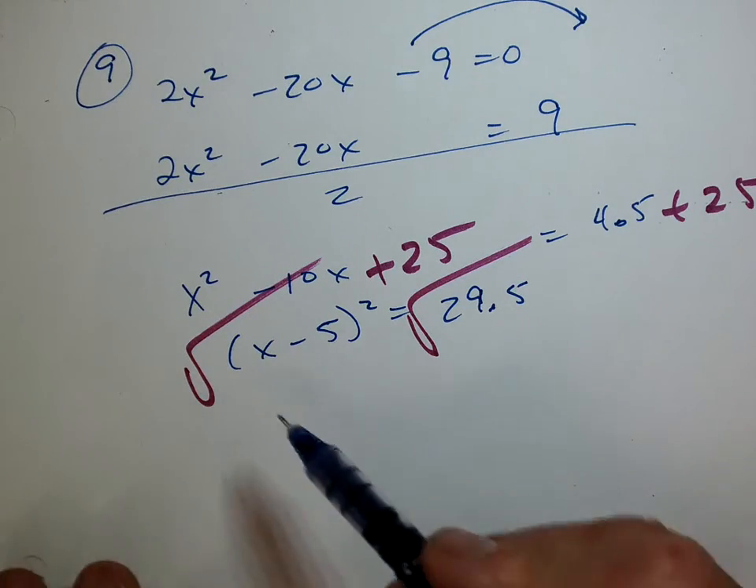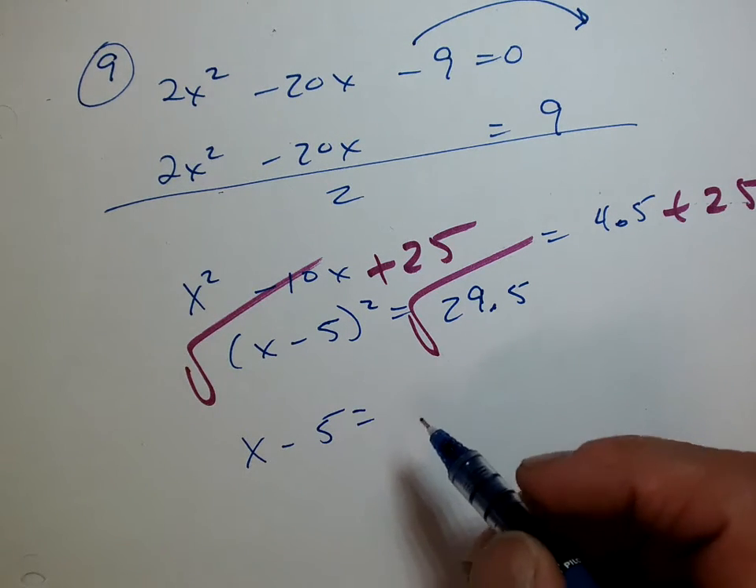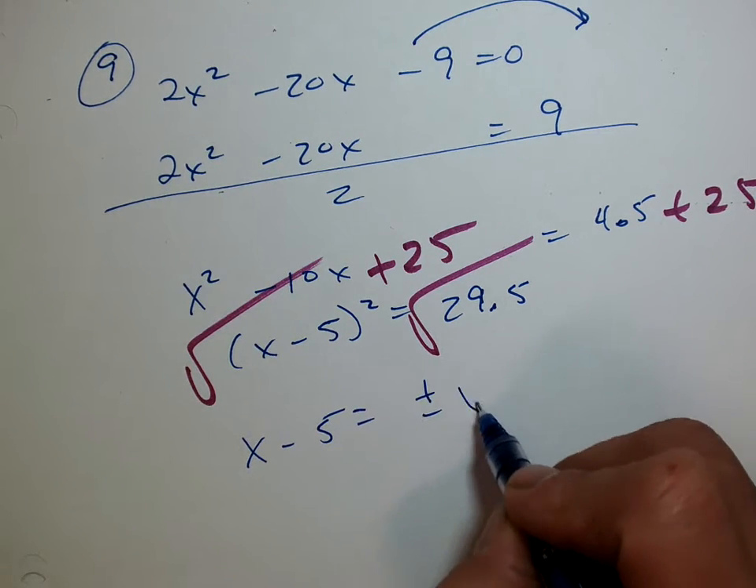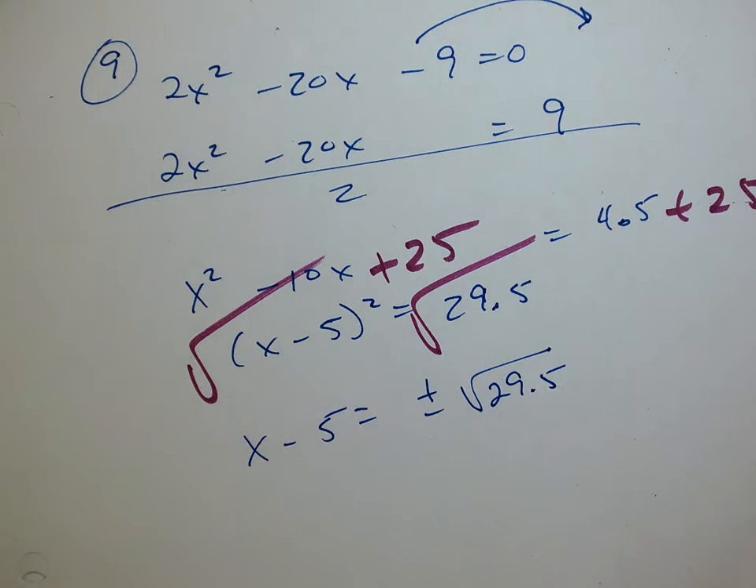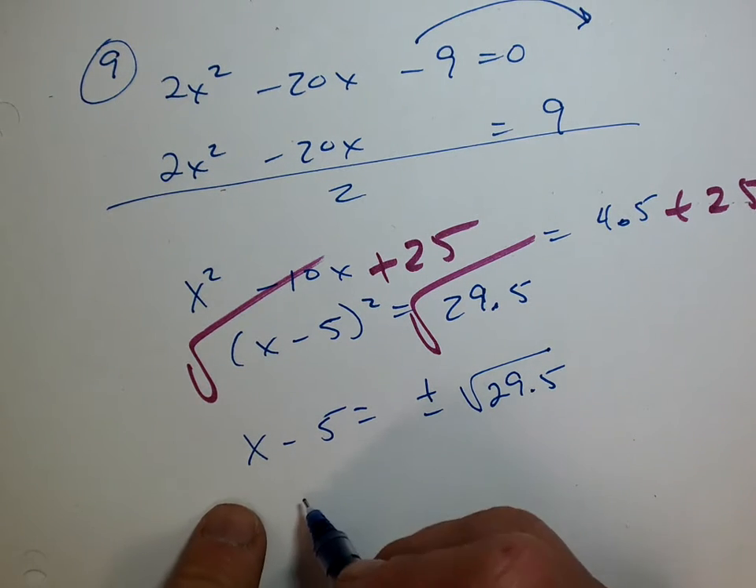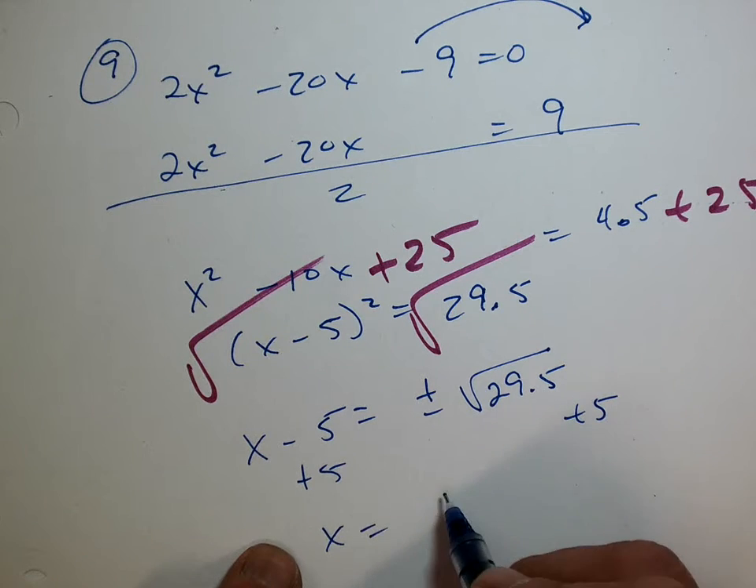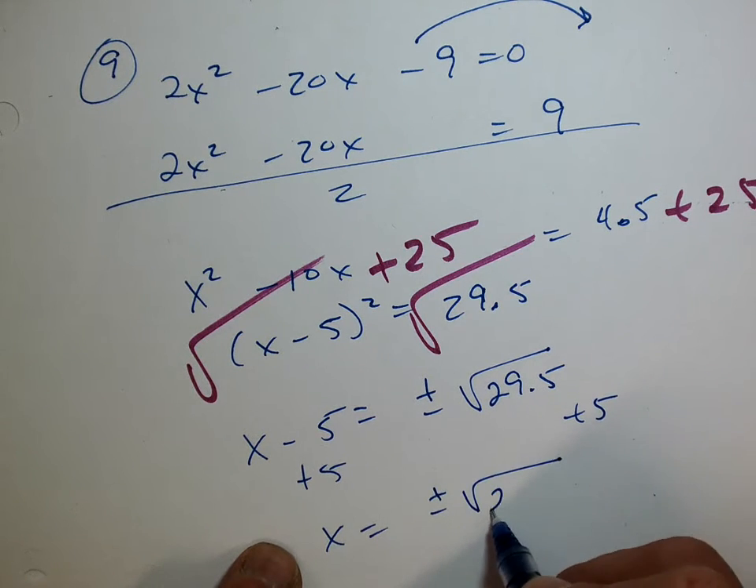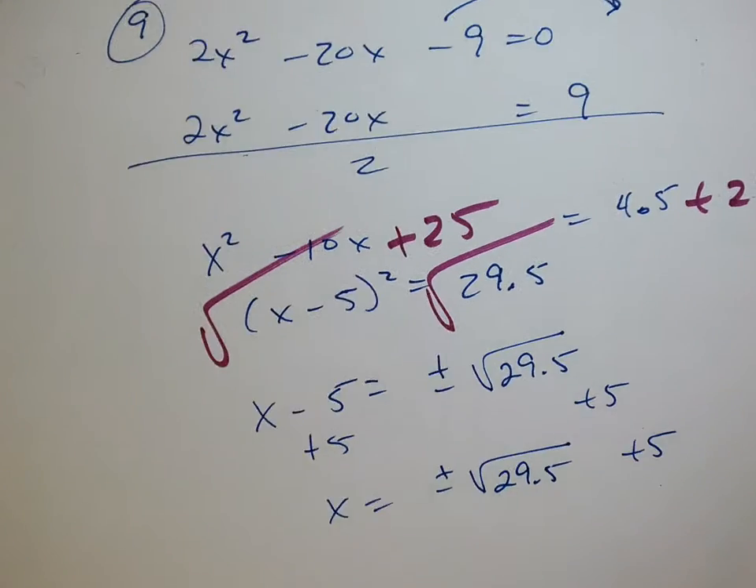So I'm going to get x minus 5 equals plus or minus the square root of 29.5. Okay, again, it's not a very nice number, but it's right. Lastly, let's bring over the 5, add 5. x is equal to plus or minus the square root of 29.5 plus 5. Okay, and there are 2 answers.